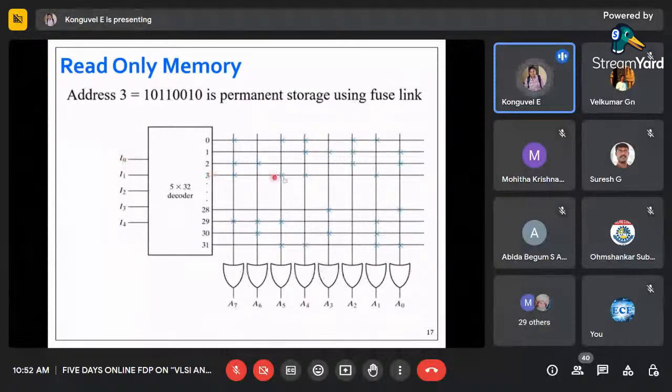For the third line, this X represents that there is a connection between the vertical line and the horizontal line. So if it is X, that is considered to be 1. So A7 will be 1, A6 will be 0, A5 will be 1, A4 will be 1, A3 will be 0, A2 0, A1 1, A0 0. This is like a permanent storage. If this third address is given, permanently it will consist of 10110010. This is the general concept.